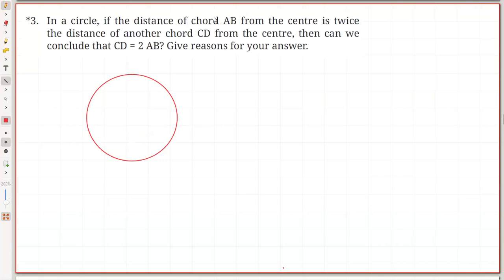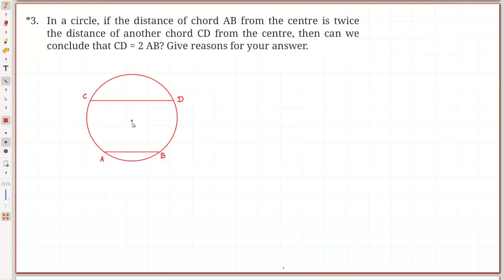In a circle, this is one chord, AB. Another chord I'm just taking, this is another chord, and both are of different length. I'm taking this as AB and this as chord CD. Now the distance of the chord AB from the center. This will be the center.